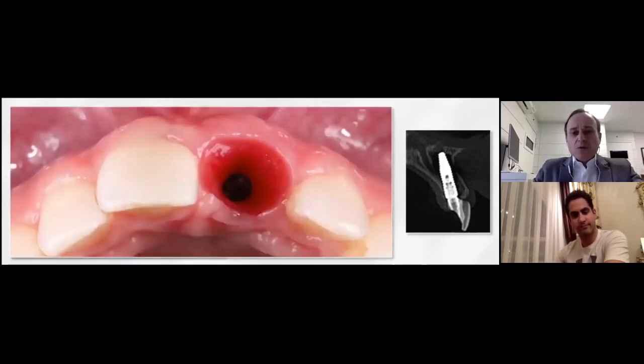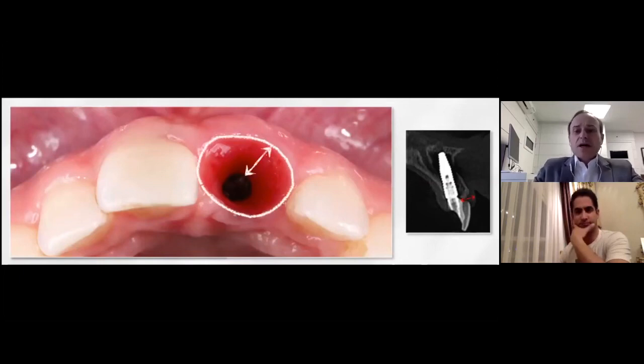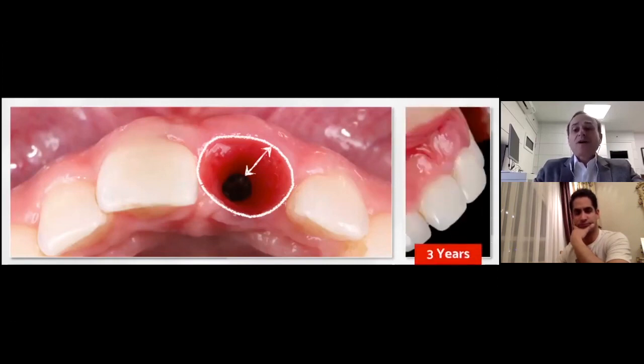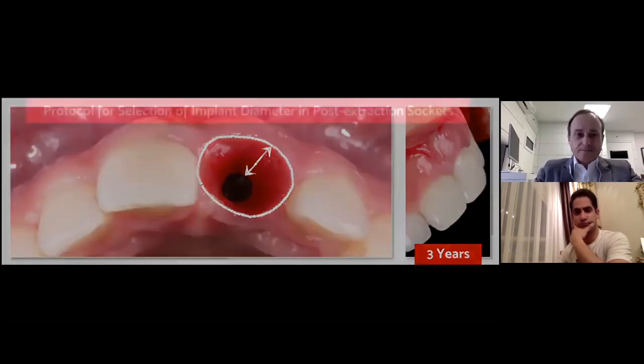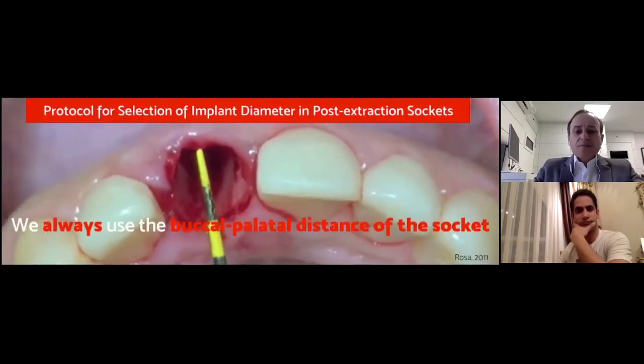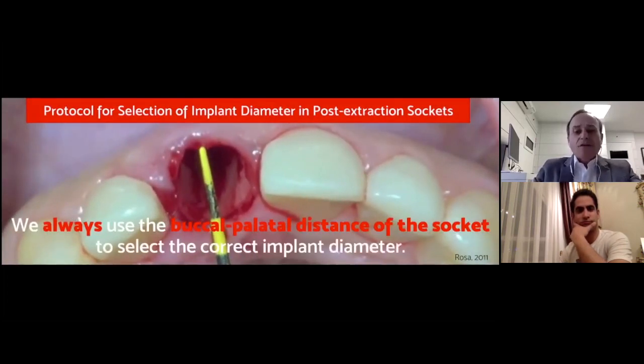Let's come back to the clinical case. You can see the peri-implant tissue, and we can make a comparison. Using a soft tissue CBCT scan or the clinical image, you can see the thickness of soft tissue around this implant. This is amazing. And this is the post-op 3 years after we installed the final restoration. You can see the maintenance of volume of soft tissue and the maintenance of the anatomical contour and the papillary height. But we always use the buccal palatal distance of the socket in order to select the correct implant diameter.